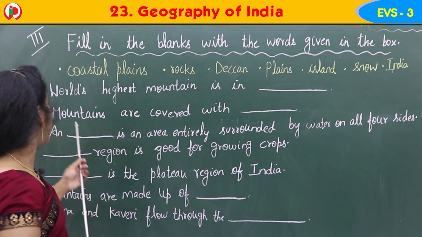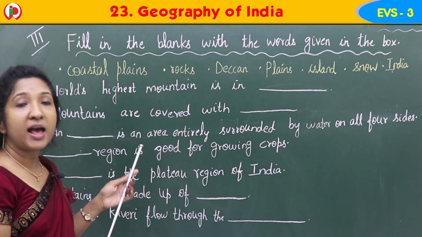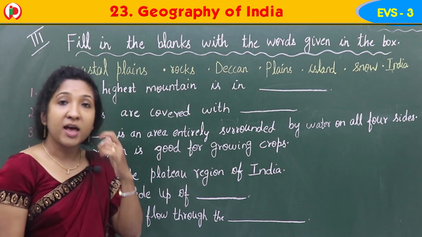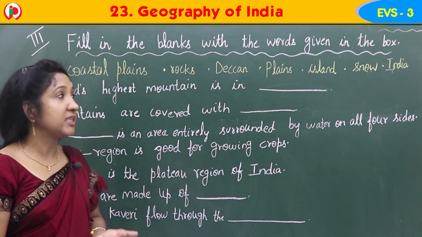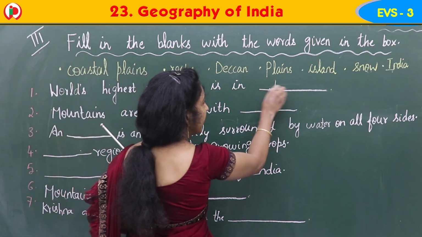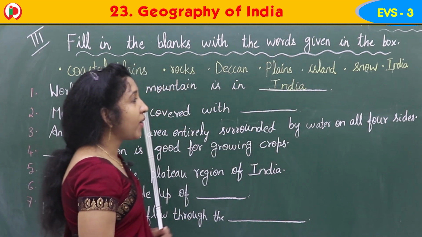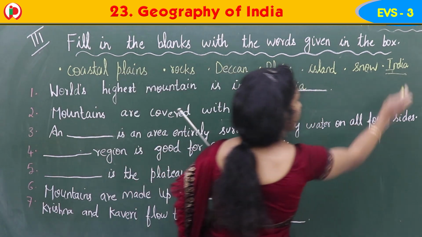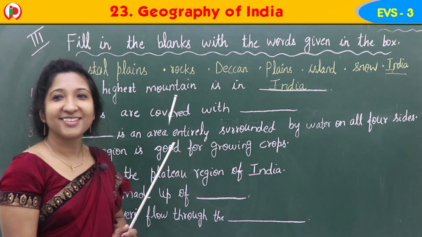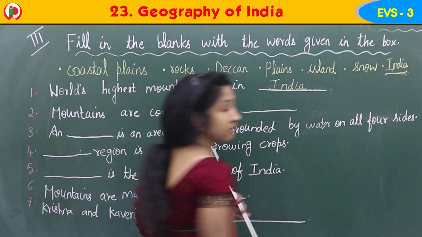Okay, so the first one, world's highest mountain is in dash. The highest mountain peak, the highest mountain range, Mount Everest is in, yes, India. So you can write here India, I-N-D-I-A. This is the right answer, isn't it? Yes, the world's highest mountain is in India.